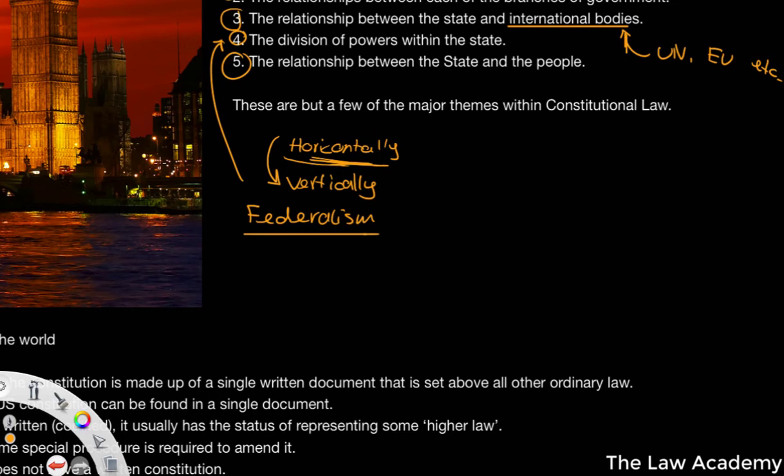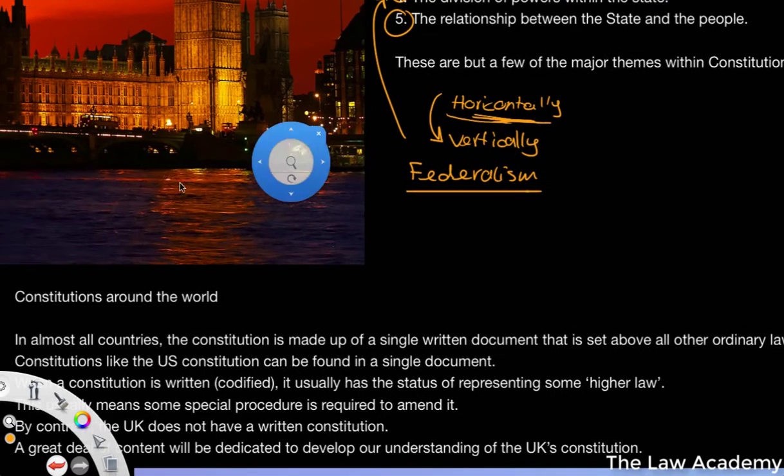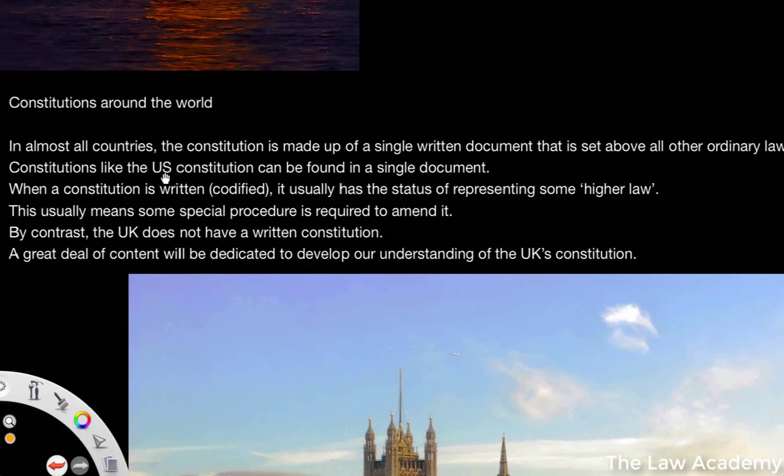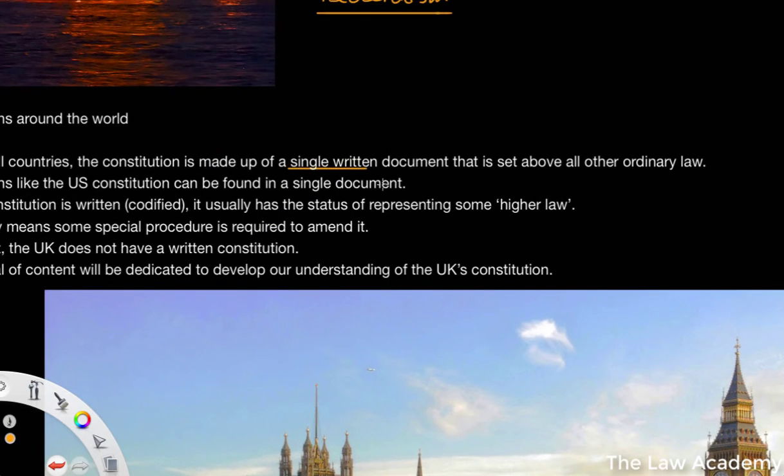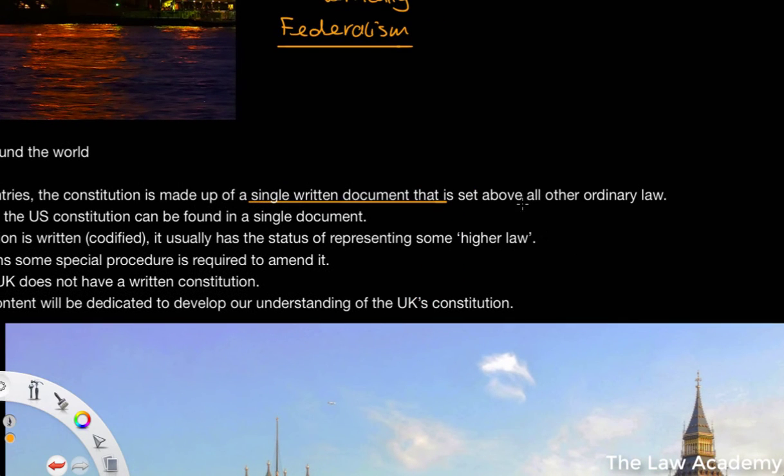So these are but a few major themes within constitutional law. Before we finish, I want to talk a little bit about constitutions around the world, specifically the constitution that we have, and comparing that to the United States Constitution, because the two are very easy to compare and contrast, since in some aspects they're polar opposites. In almost all countries, the constitution is made up of a single written document, and it is said to be set above all other law.